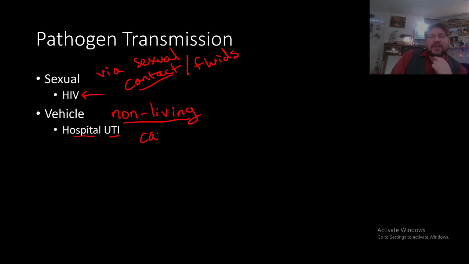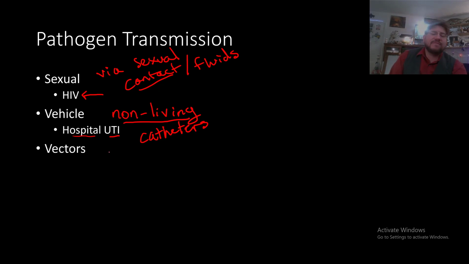Catheters make an excellent vehicle for transmitting hospital UTIs. A catheter is inserted into the urinary tract when someone is having surgery so that the urine can be directed into a collecting bag. There are all sorts of mechanisms hospitals put in place to sterilize catheters, but UTIs in hospitals are big problems because catheters just make great vehicles for infection.